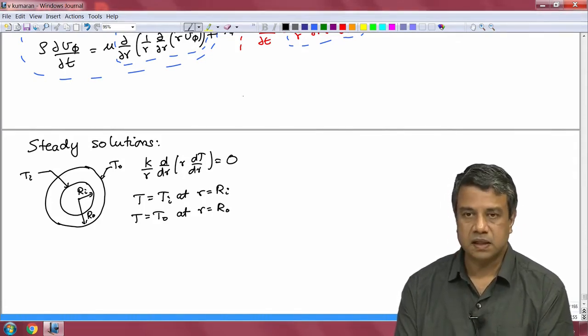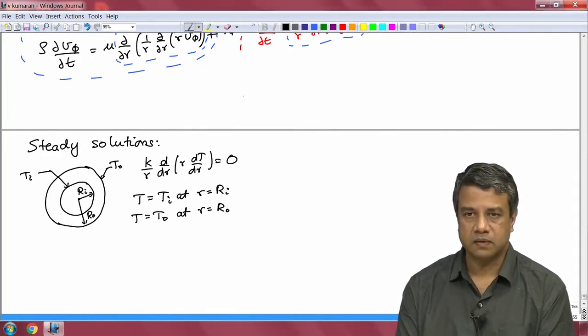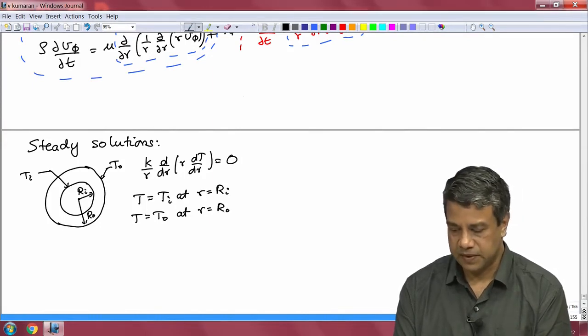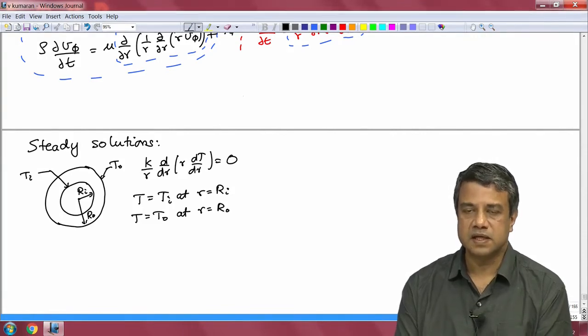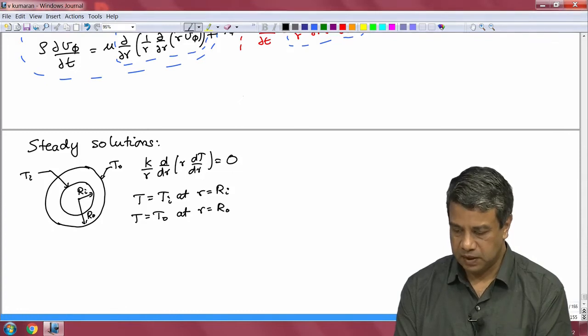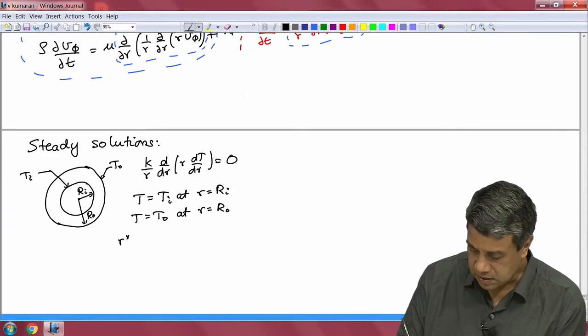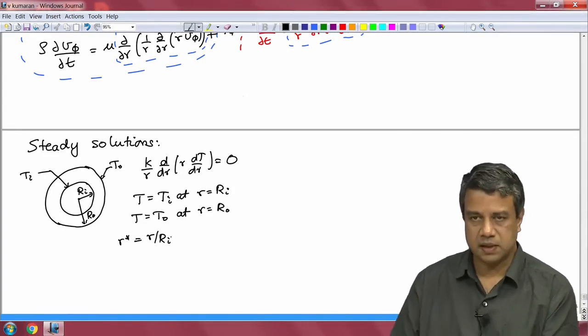Note that unlike in a Cartesian coordinate system, we cannot just shift the radius by a constant value, because the radius is the distance from the axis. So, it is not translationally invariant. If you change the radius, you will change the surface area as well. So, in this case, you do not have a translationally invariant way of changing the coordinates between 0 and 1. What we can do is to define the scaled radius as r star is equal to, you can take either one, either the inner or the outer radius.